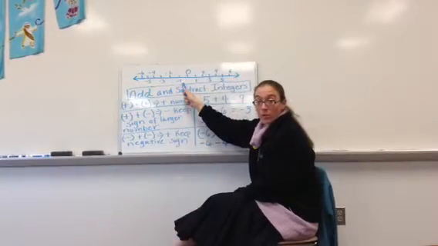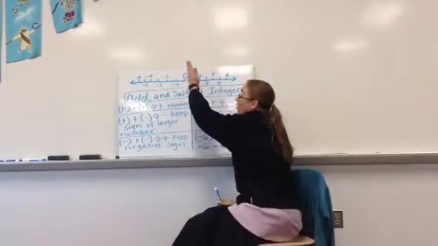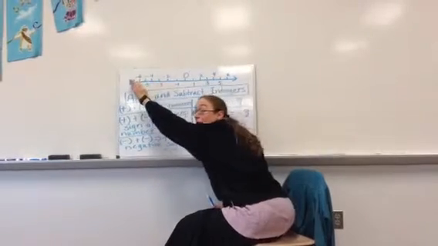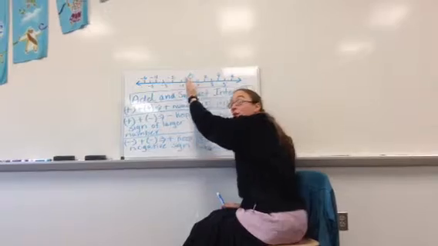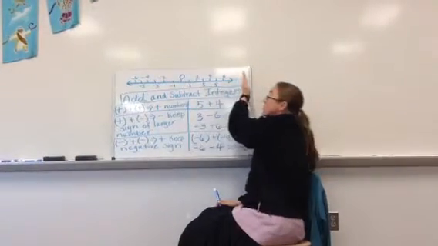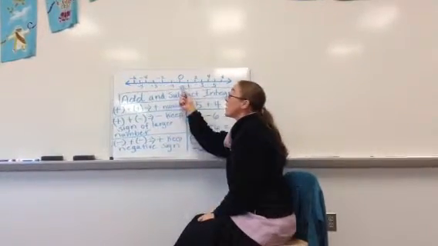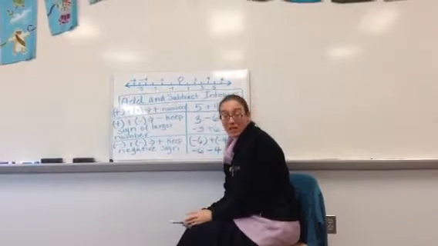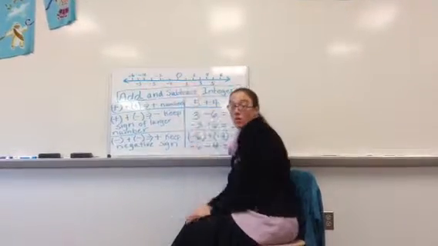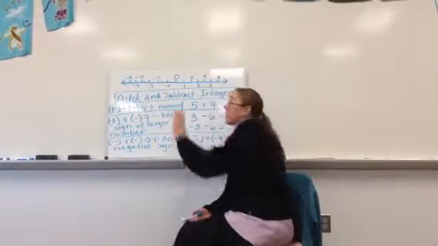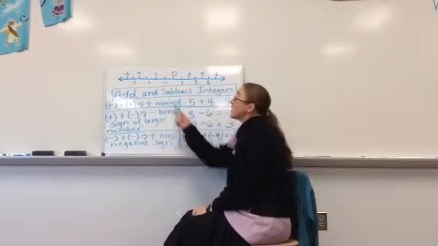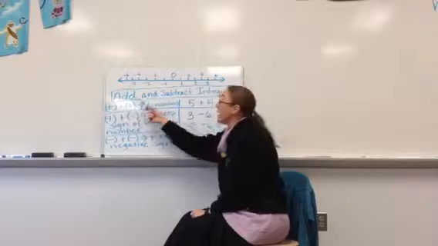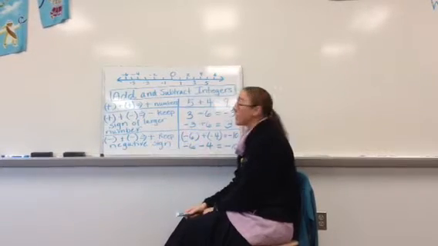The negative numbers are the numbers that go from 0 to the left. The positive numbers are the numbers that go from 0 to the right. 0 is neither positive nor negative. 0 is 0. When we talk about integers, we're talking about positive numbers and negative numbers. Now we're going to talk about how you add and subtract the integers.